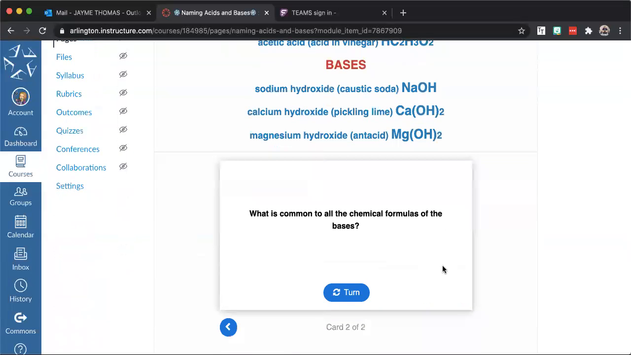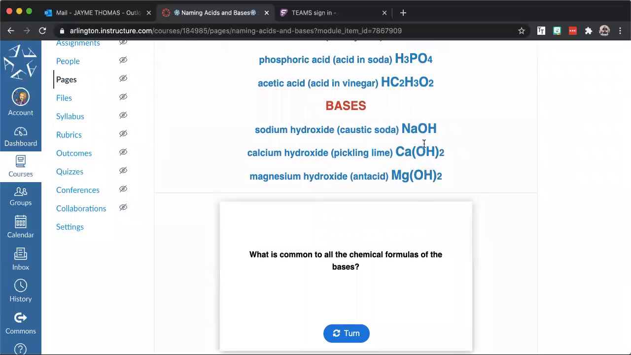So what do we think? What's common to all the chemical formulas of the bases? They all have what in them? Yes, okay, thank you. They all have OH, right? Which is hydroxide. So you notice their names, it's all something hydroxide.